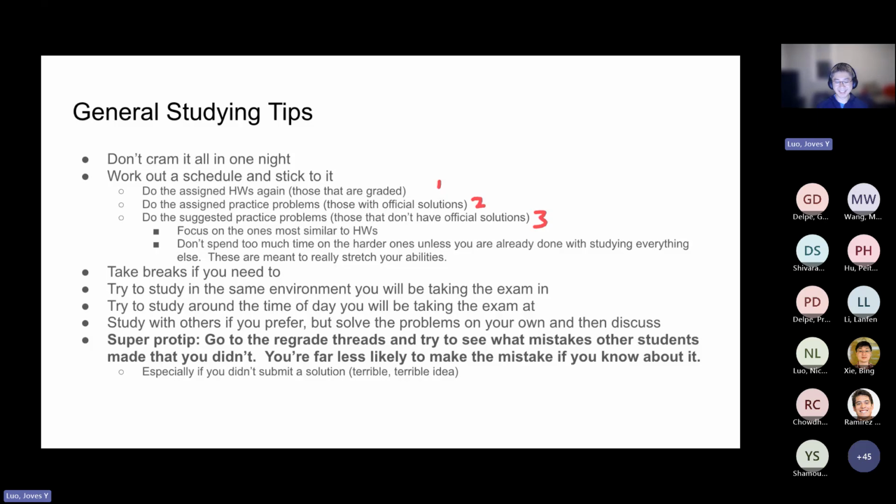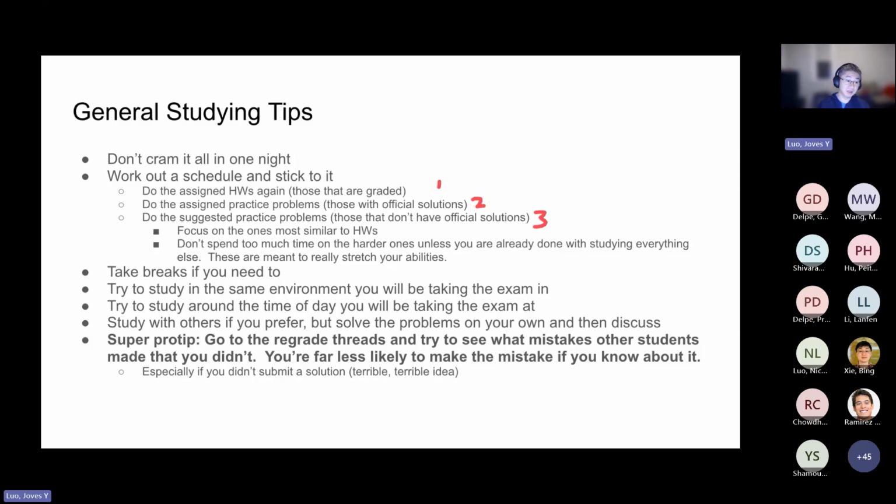Of course, I understand struggling with problems in this class. I struggle with problems in this class. I would say that if you have number 1 and 2 like a very solid foundation, you are in a pretty good state going into the exam.